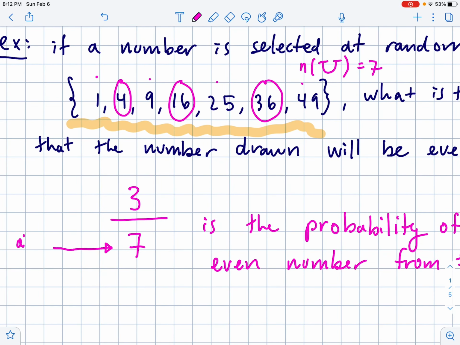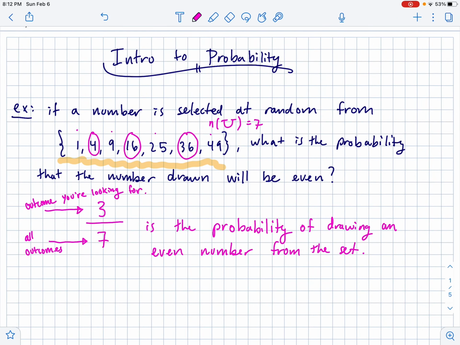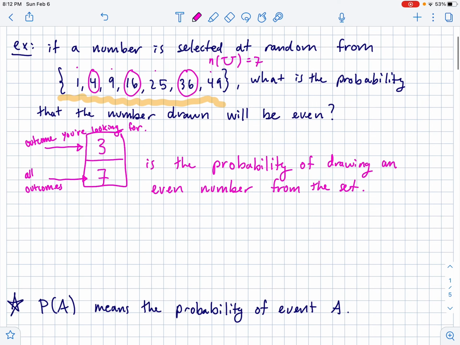This number on top is like the outcome you're looking for, and the bottom is all possible outcomes. There's 7 ways that it could go down, but only 3 of them are the even. So 3 sevenths.